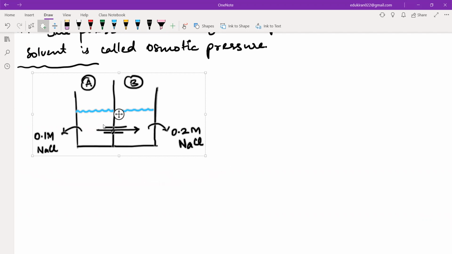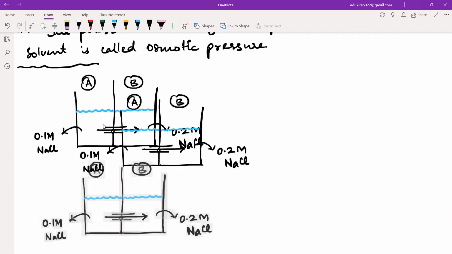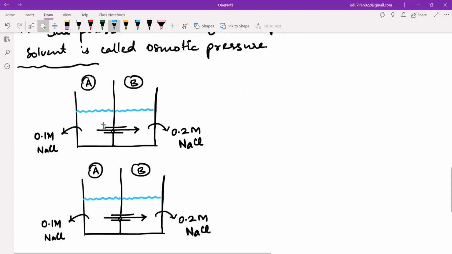Now, let us have another case. In this case, rather than 0.2, I have 0.5 molar. In this case also, Samira, the flow of solvent will be from A to B, correct? Yes, sir. Now you have to tell me in which case the flow will be rapid. This is case 1 and this is case 2. In case 1 will the flow be greater, or in case 2? Where will be the flow of solvent rapid?